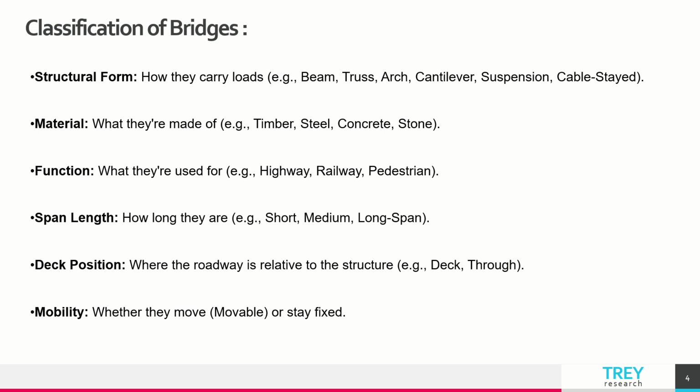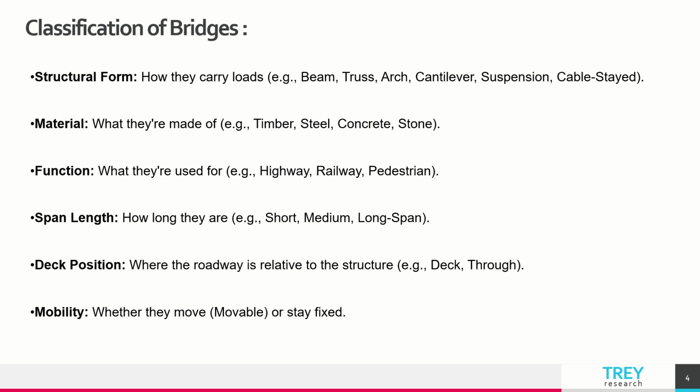Coming to classification of bridges, classification can be in various types. By structural form, how they carry loads, for example beam, truss, arc, cantilever, suspension, cable stayed. These are all types of structural form which we have classified just now. Coming to the next classification, in terms of material, it is what they are made of, for example timber, steel, concrete, stone, etc. Coming to the function, what they are used for, for example highway, railway, pedestrian, etc.